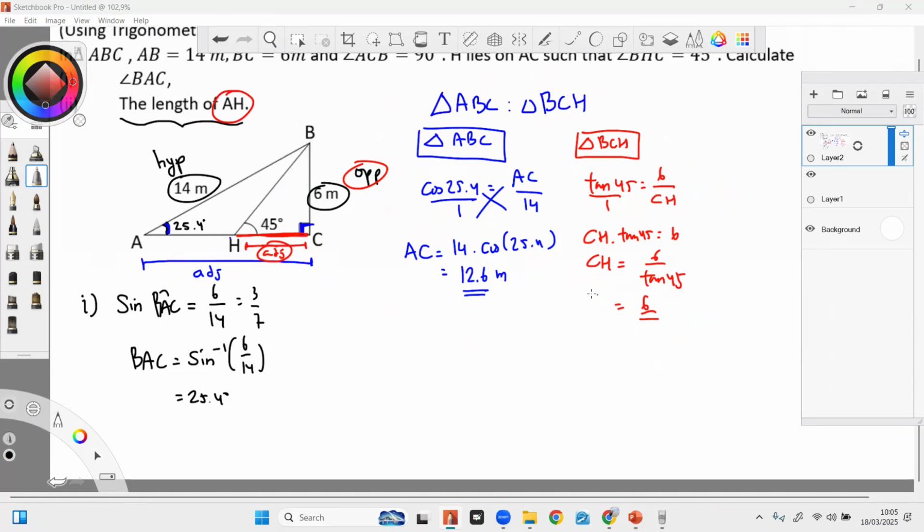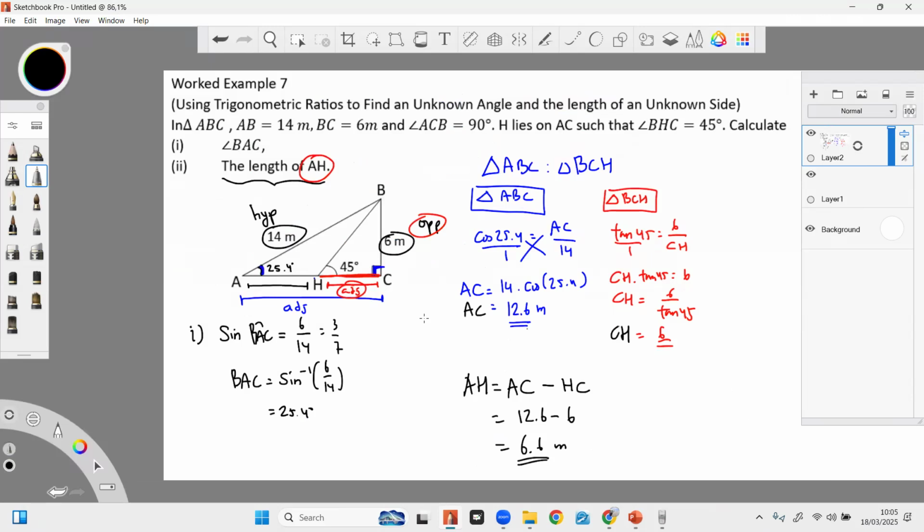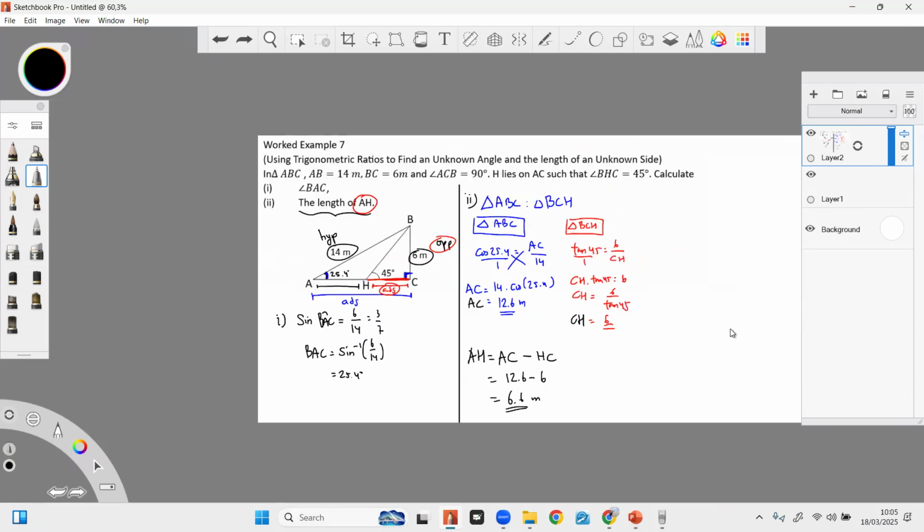We have CH and we have AC. How do you find AH? Yeah, that's right. AH equals the greater side minus the smaller side. 12.6 minus 6 is 6.6. That's finished. So we are combining the first meeting here. This is our first meeting topic, and the second meeting is finding the angle.